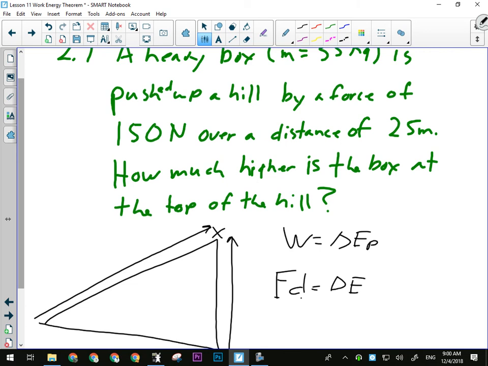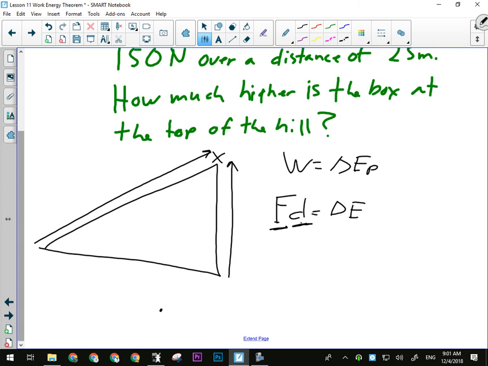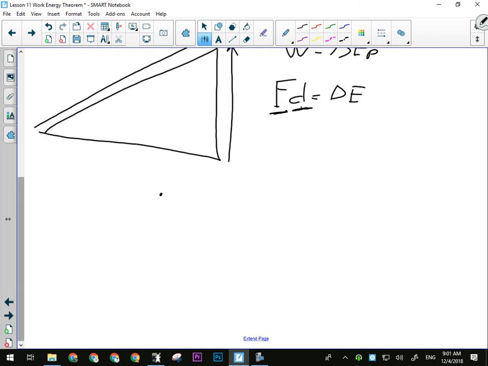force along a 25-meter ramp. So they've told me force and distance, and they want me to figure out how much higher the box is at the top of the hill. All right, so now I've got to address the other side of this equation. I've got to say that force times distance equals m times g times h final minus m times g times h initial. Since this is starting at the bottom of the ramp, what's my initial energy? 0. So I can just eliminate that part.